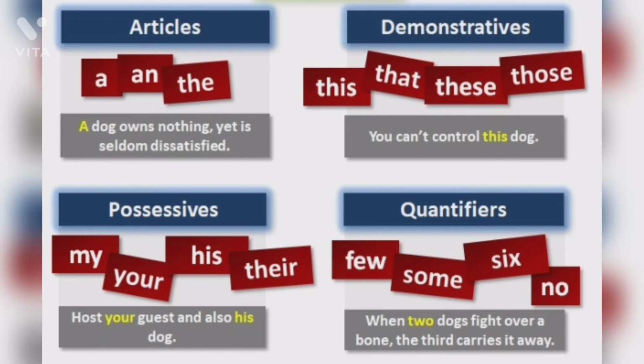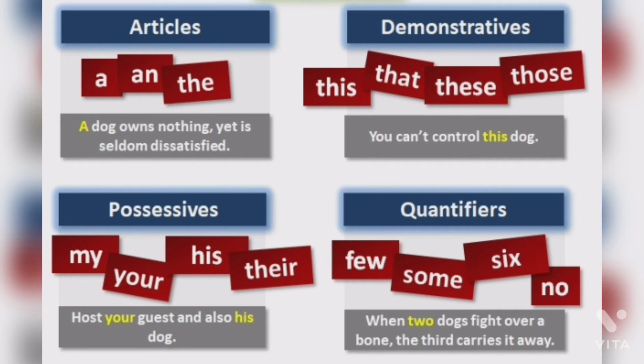First type is articles, second is demonstratives, third is possessives, and fourth is quantifiers. In articles we did a, an, and the. In demonstratives we did these, those, this or that. In possessives we did my, yours, his, their. In quantifiers we did few, some, six or no.